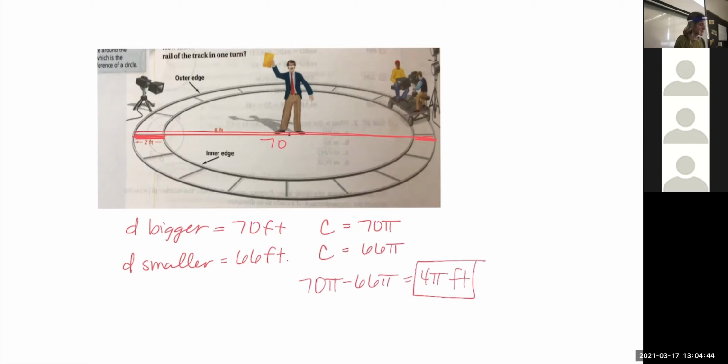Now that's a weird answer. So when it's a real world type of answer like that, we typically just plug it in. 4 pi is about 12.6 feet further.